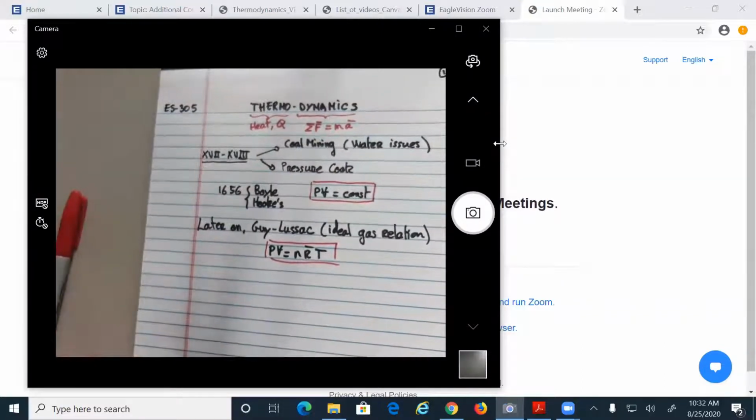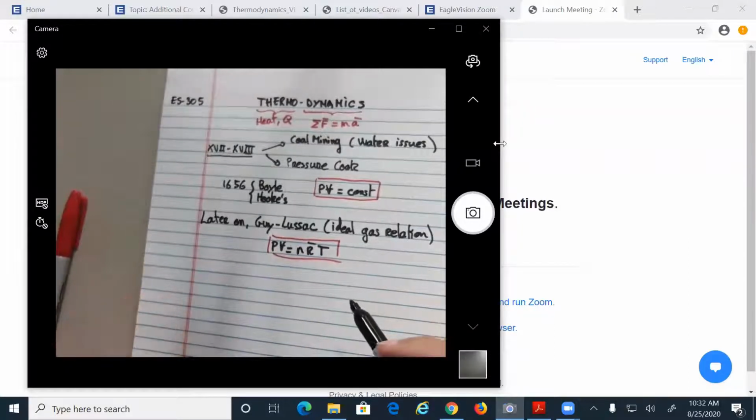So they developed the Gay-Lussac relation. This is the relation for the ideal gas. Okay, now, what else can I give you here? Okay, I'm going to go very quickly from now on.